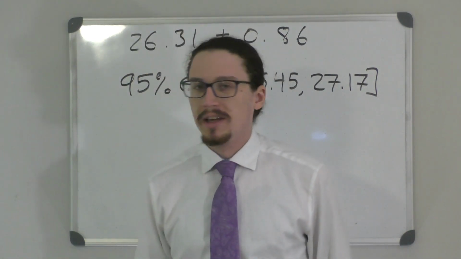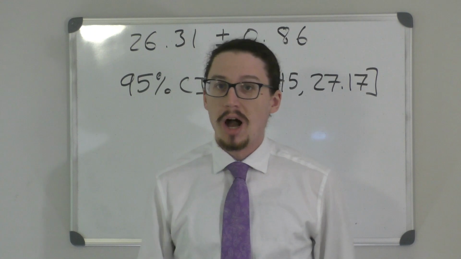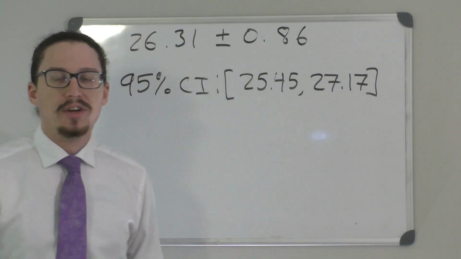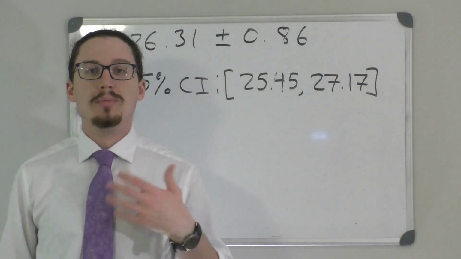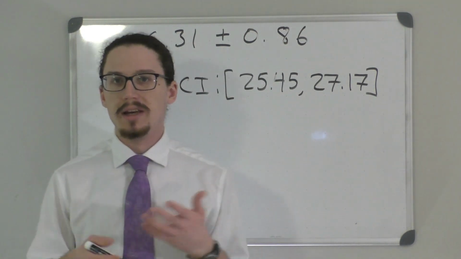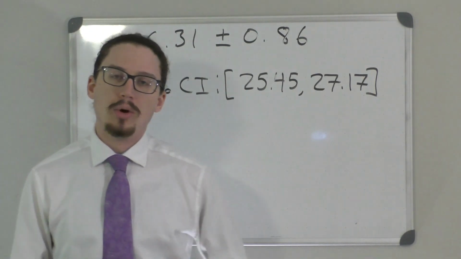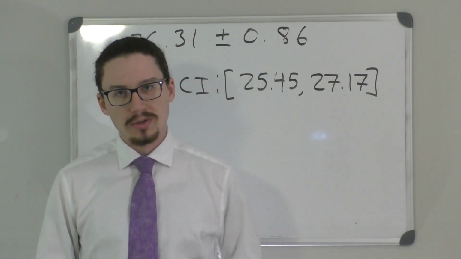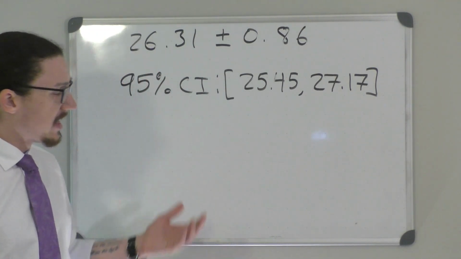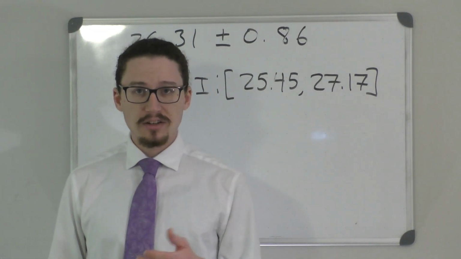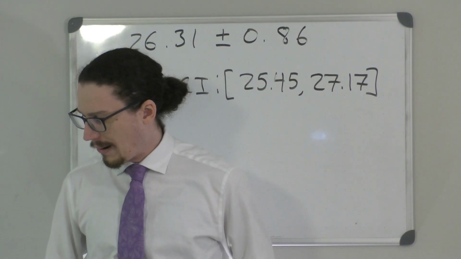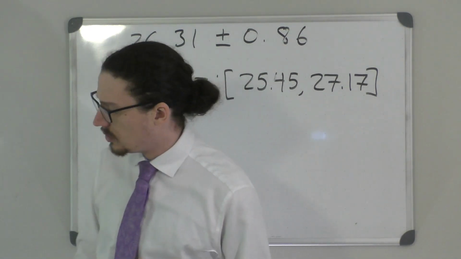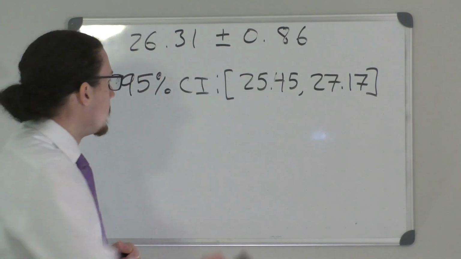Ideally, we would make it more applicable to the exact problem that we were looking at. So in this case, we could say I'm 95% confident that the population mean for the number of cookies made in each batch is between 25.45 and 27.17. Something along those lines. But that is our confidence interval. So we will move on to the next thing.